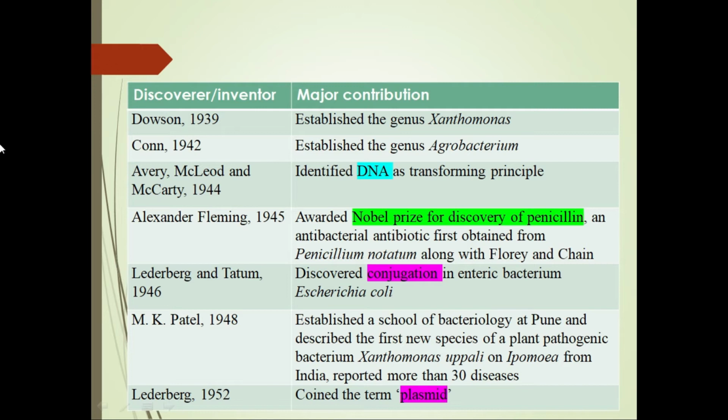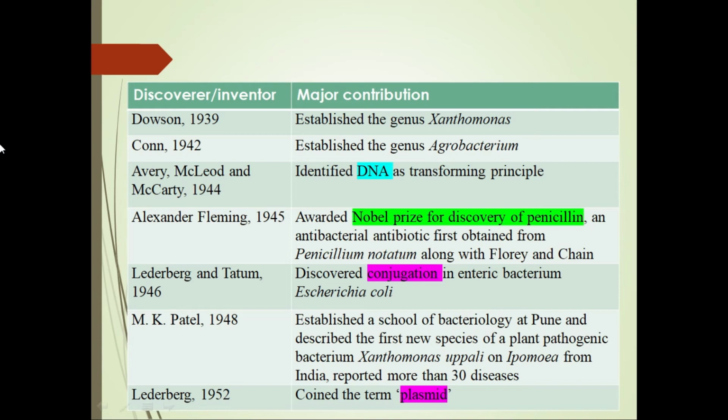Another important phenomenon in bacterium is conjugation. It was discovered in the year 1946. Then came one Indian scientist, 1948, M.K. Patel, who established a school of bacteriology at Pune, Maharashtra, India, and discovered first new species of a plant pathogenic bacterium, Xanthomonas, on Ipomoea. He also reported more than 30 bacterial diseases from India. M.K. Patel can be considered as the father of plant bacteriology in India.